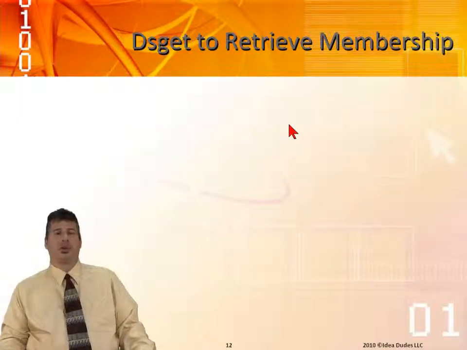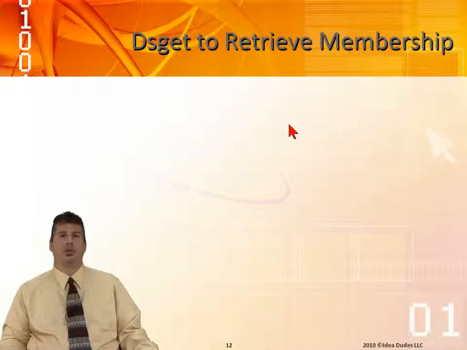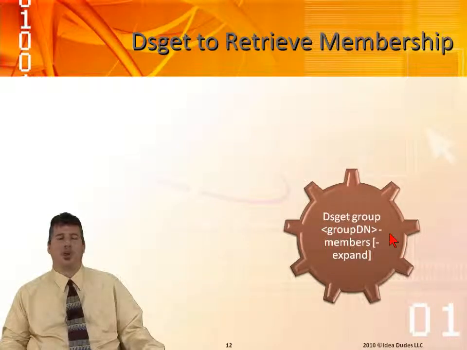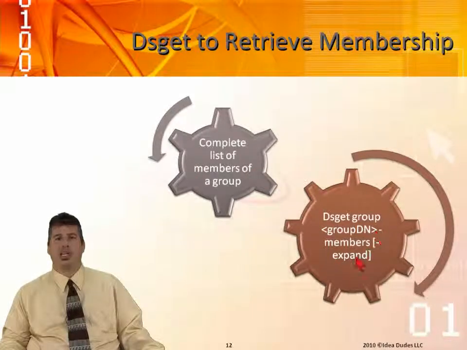Dsget is another utility of the DS commands that we can use, and this is used to retrieve membership. So we can do dsget group, the group DN, and members. And when we say expand, what it's going to do is expand and show you all the different members of that group. So it's a complete list of members of a group. So -expand.